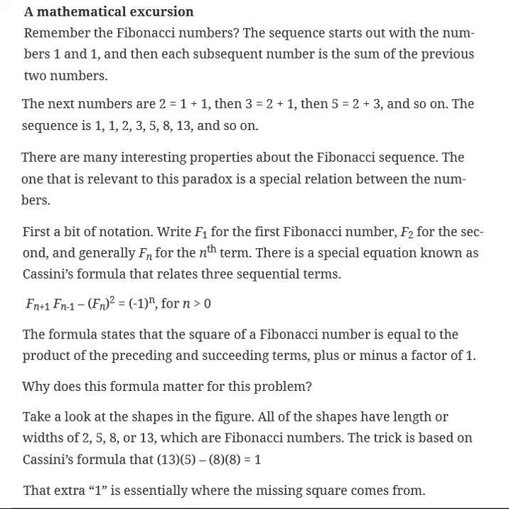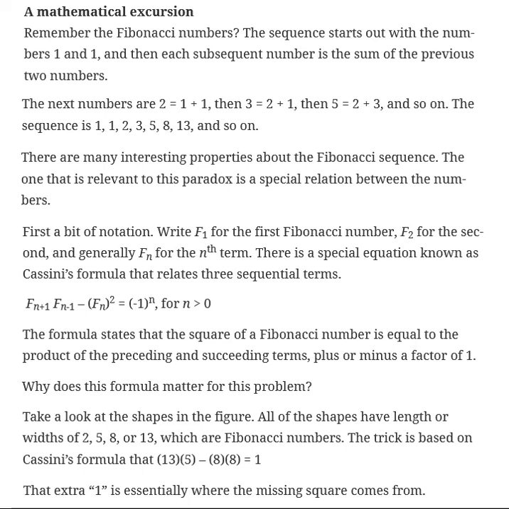Remember the Fibonacci numbers. The sequence starts out with the numbers 1 and 1. And then each subsequent number is the sum of the previous two numbers. The next numbers are 2 equals 1 plus 1. Then 3 equals 2 plus 1. Then 5 equals 2 plus 3, and so on. The sequence is 1, 1, 2, 3, 5, 8, 13, and so on.